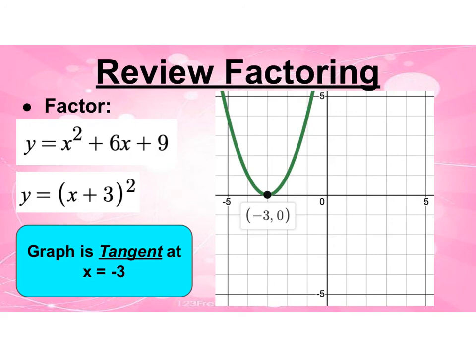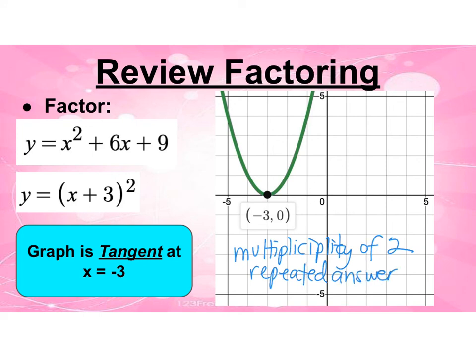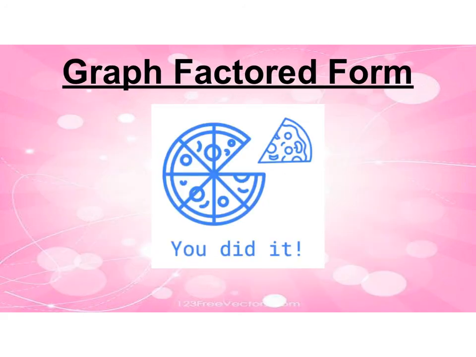You can also say it has a multiplicity of 2. You could say it's a repeated answer because I have 2 negative 3s. But it's important that you understand that the shape is just like our parabola. It is squared, and it happens to go right at the negative 3. Good job. You did it.